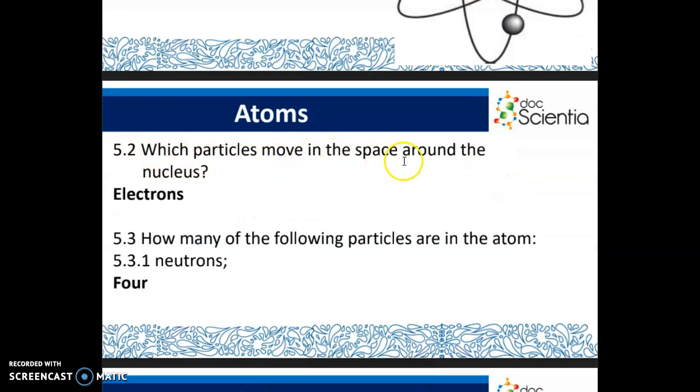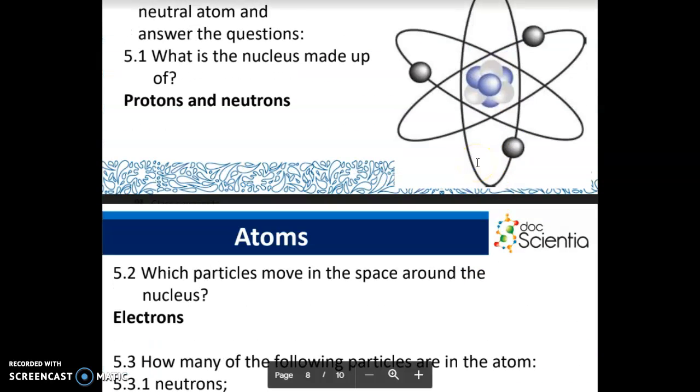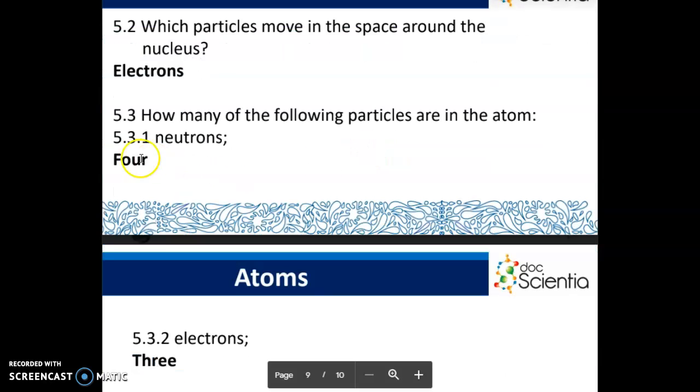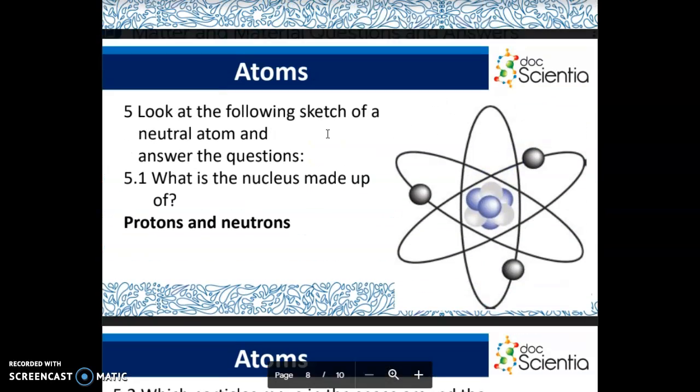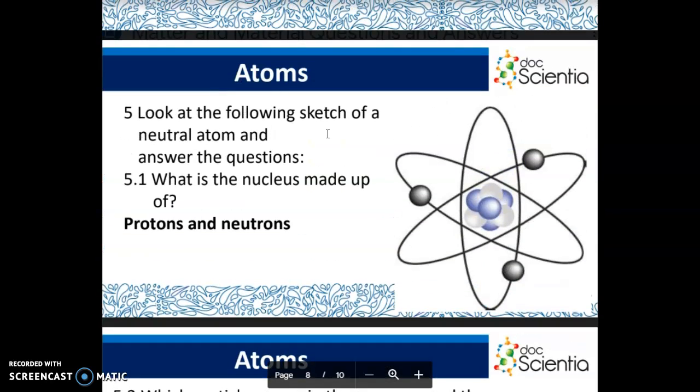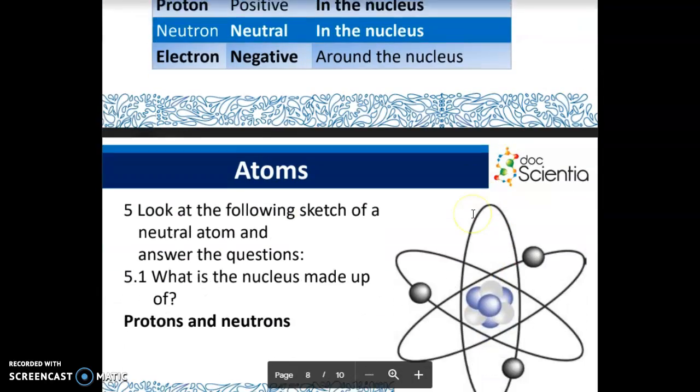5.2. Which particles move in the space around the nucleus? So around the nucleus are electrons. 5.3. How many of the following particles are in the atom? Count the neutrons. 1, 2, 3, 4. 4 neutrons, purple neutrons.